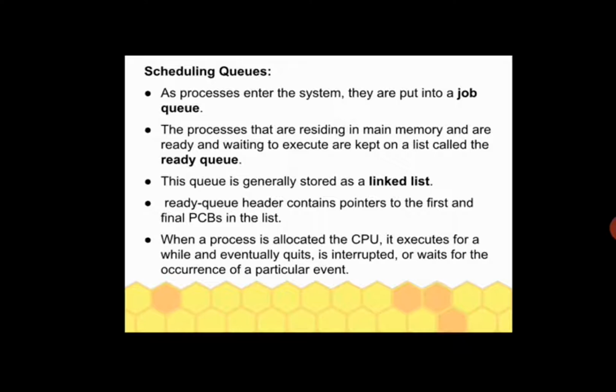Now the next thing is, the processes that are residing in main memory and are ready and waiting to execute are kept on a list called the ready queue. Whenever a process enters, it is put into the job queue. When it is ready for execution, it is taken from there and sent to the ready queue. It is a separate queue. So you can think how much work the OS is doing in the background, isn't it? As a user, we will never bother, but the OS will have much burden on these particular things. Okay, the next thing is, the queue is generally stored as a linked list.